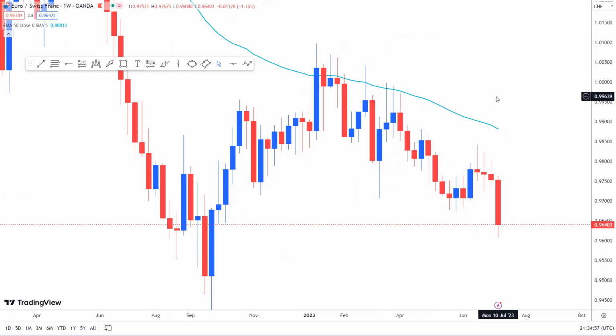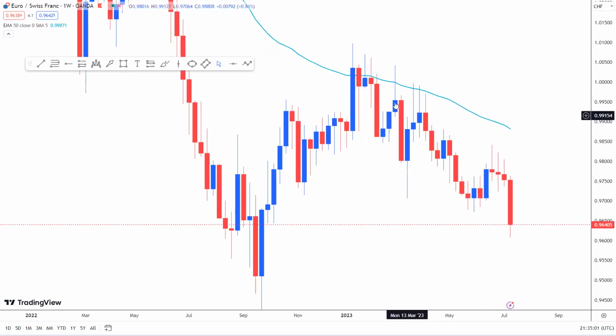Having clearly identified the direction of the market, the next thing I do is identify areas of interest. I like to call them areas of potential trade opportunities. Since I've clearly identified that the weekly time frame is in a downtrend, I want to be looking out for selling opportunities only.